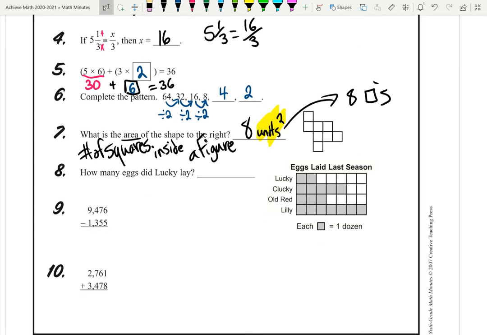Number 8, how many eggs did Lucky get? Some of you might be tempted just to say 2, but looking closely, each box means 1 dozen. So I'm going to have to do 12 times 2, and 12 times 2 is going to result in 24.